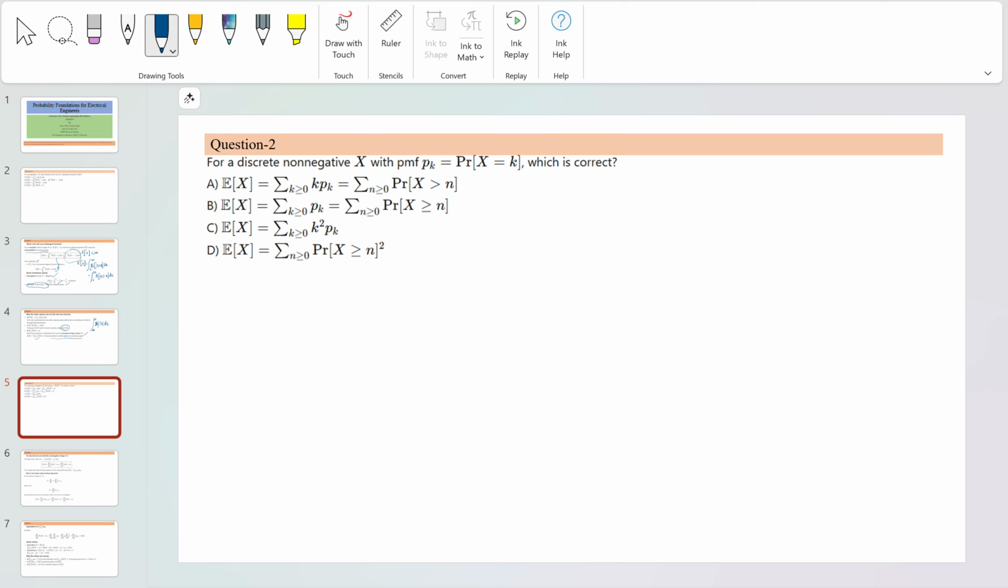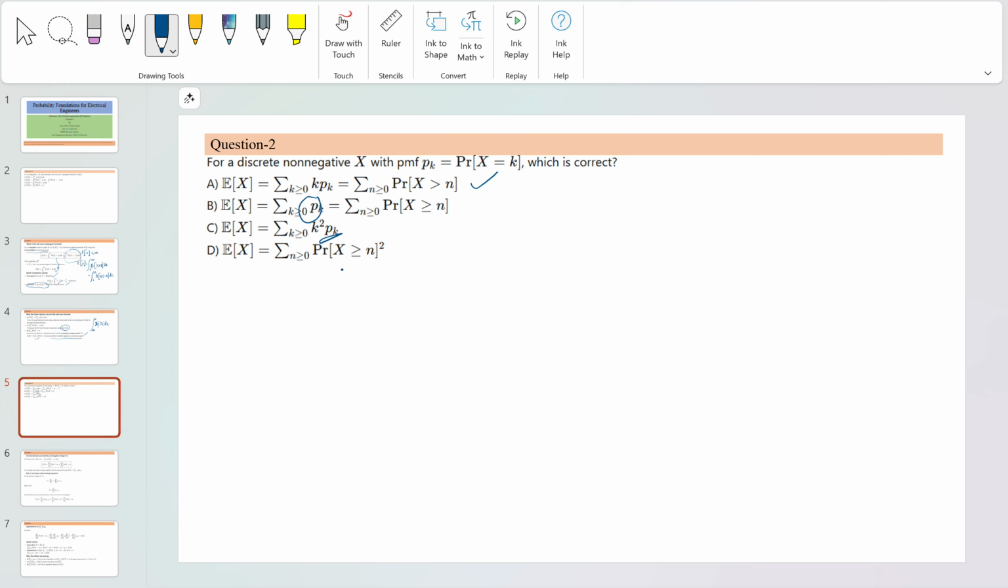Okay, let me see that problem. Here it says that for a discrete non-negative X with PMF p_k equal to probability X equal to k, the options are given as: expectation of X is equal to the summation over k greater than or equal to 0 of k p_k, equal to the summation over n greater than or equal to 0 of probability of X greater than n. Or, in another option, k squared appears, and probability of X greater than or equal to n, whole squared.